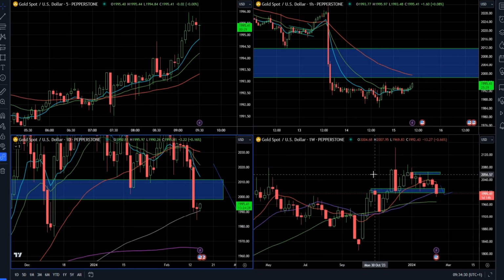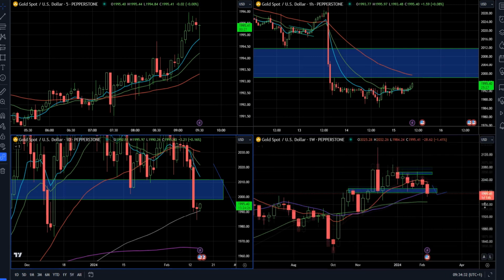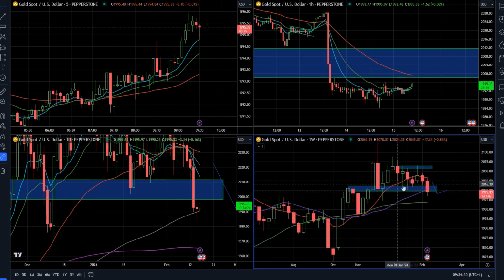You can also see on the weekly that we had a few weeks of consolidation and then this downside breakout.